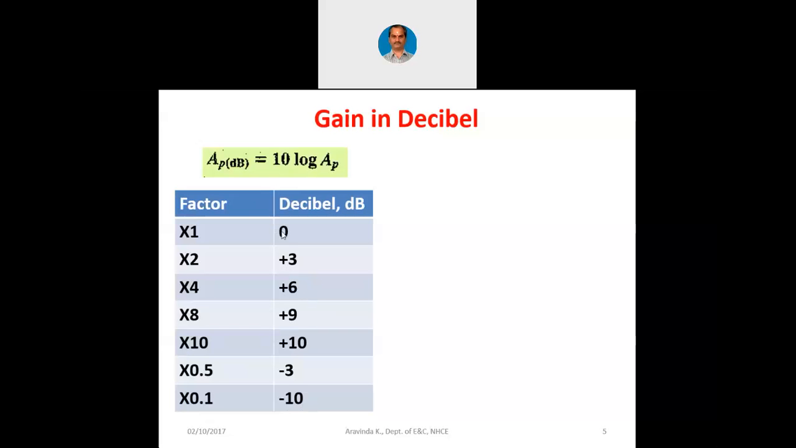Which means you can understand that, if there is no gain, then it is 0 dB. Now, if there is lesser gain than unity, then it is going to correspond to negative decibel factors. And if there is a larger gain more than unity, it is going to correspond to positive decibel factors. This way, we can easily plot a frequency response using plus sign and minus sign. That is the advantage here.